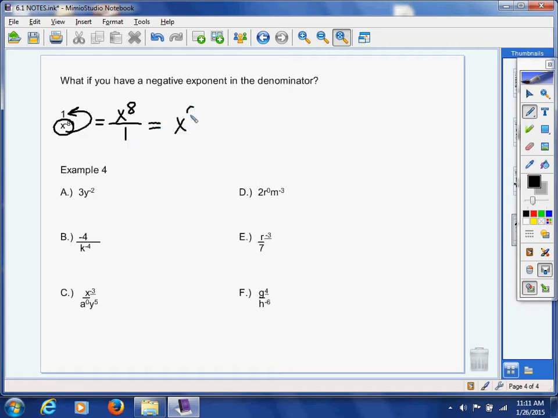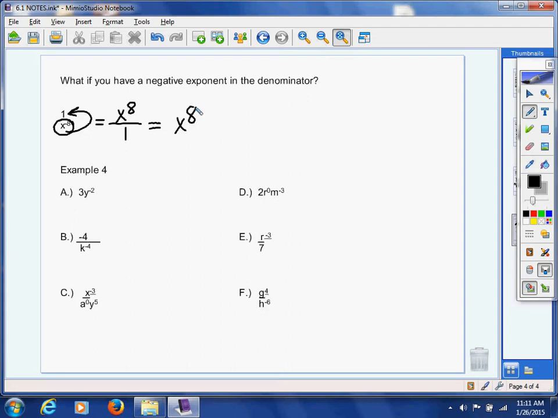And you'll end up with x to the 8 power, okay? Because anything over 1 is itself. So we'll just leave it as x to the 8. So if a negative exponent's in the denominator, move it up to the numerator. If it's negative in the numerator, move it down to the denominator. And that's what I tried to show you in example 1.